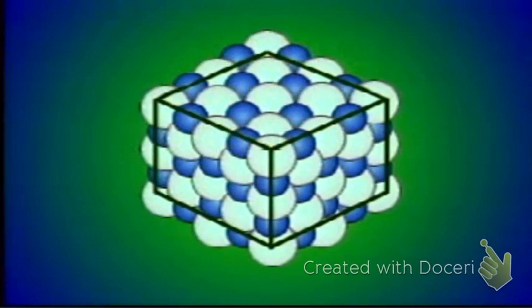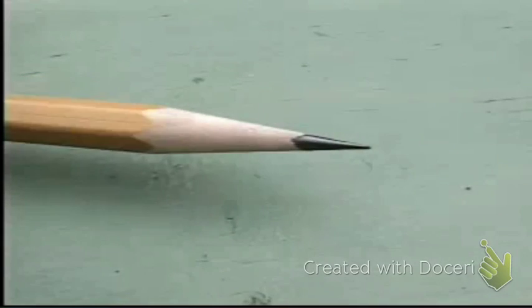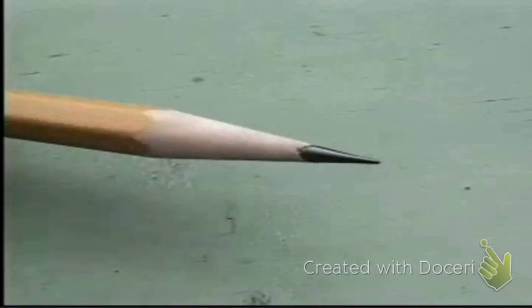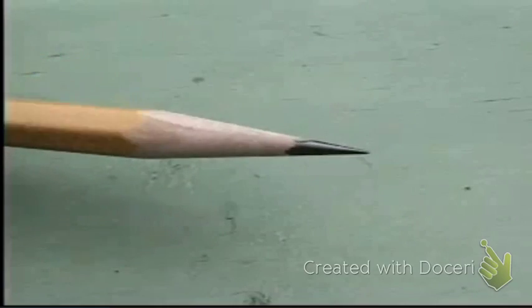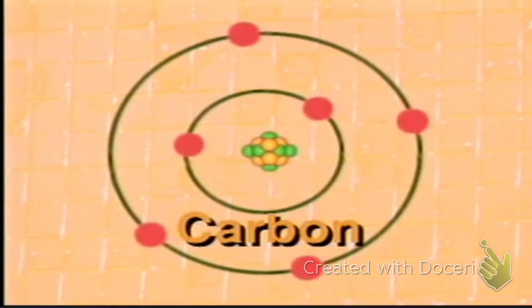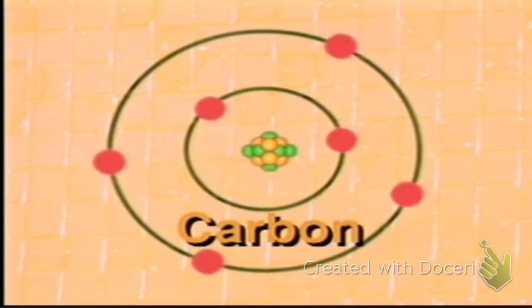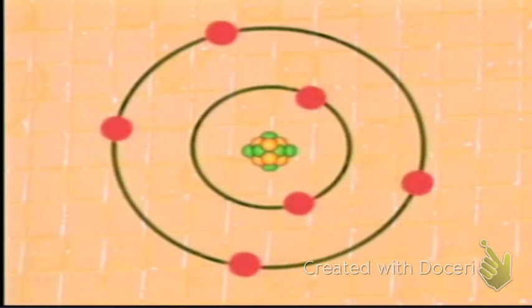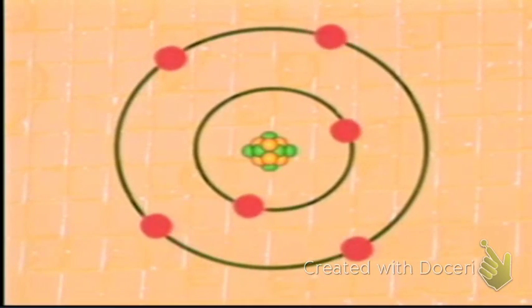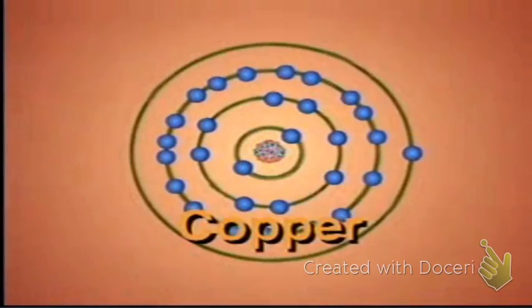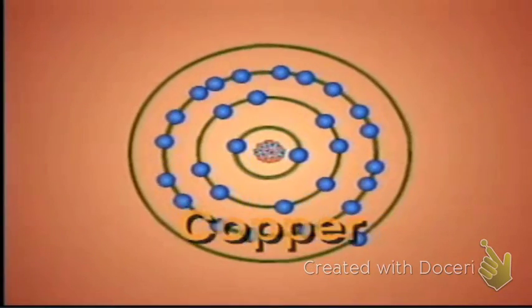For example, the element carbon, which is what makes up the graphite in this pencil, has an atomic number of 6. It has 6 protons. All atoms of carbon have the same atomic number of 6. The atomic number also equals the number of electrons. Therefore, carbon also has 6 electrons, seen here in red. Copper, a different element, has an atomic number of 20.